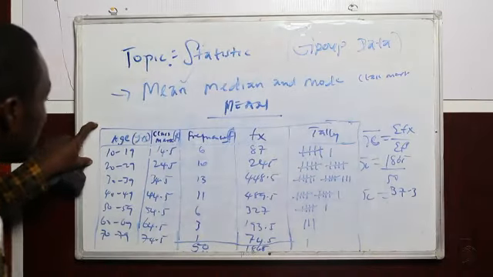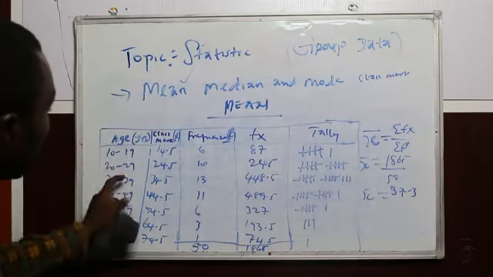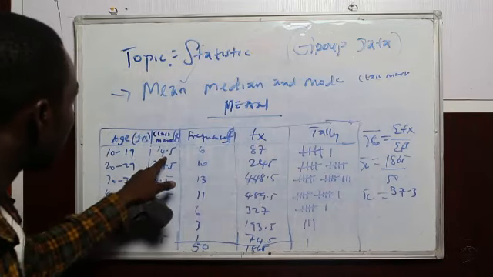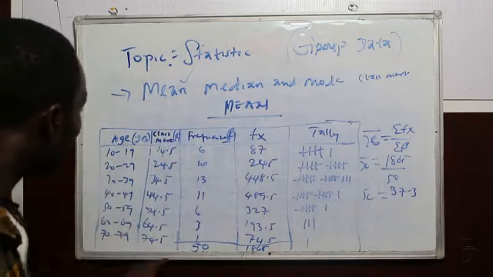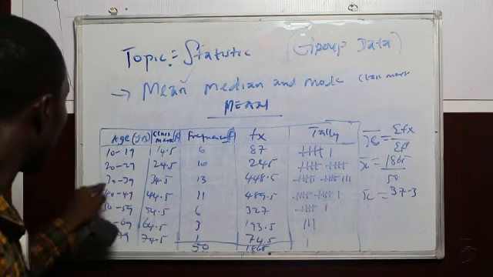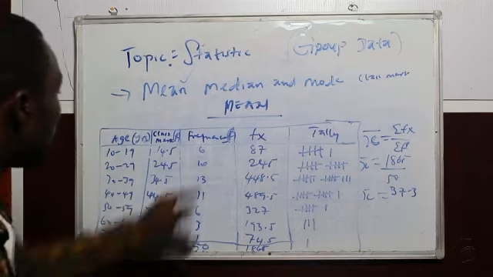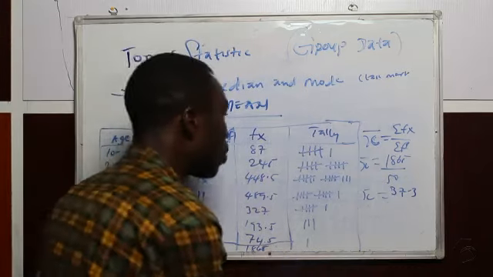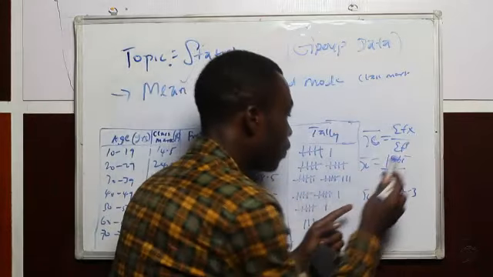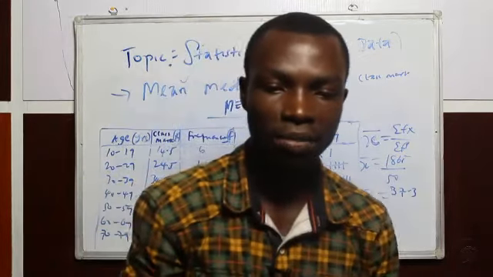Once they have given us this table, we multiply frequency times the class mark. How do we get this class mark? Add this one and this, divided by 2. Add this one and this, divided by 2. You put in all the values, then multiply by the frequency. Then the summation is this, summation fx. Summation of frequency is this, 50. You divide to get your arithmetic mean.